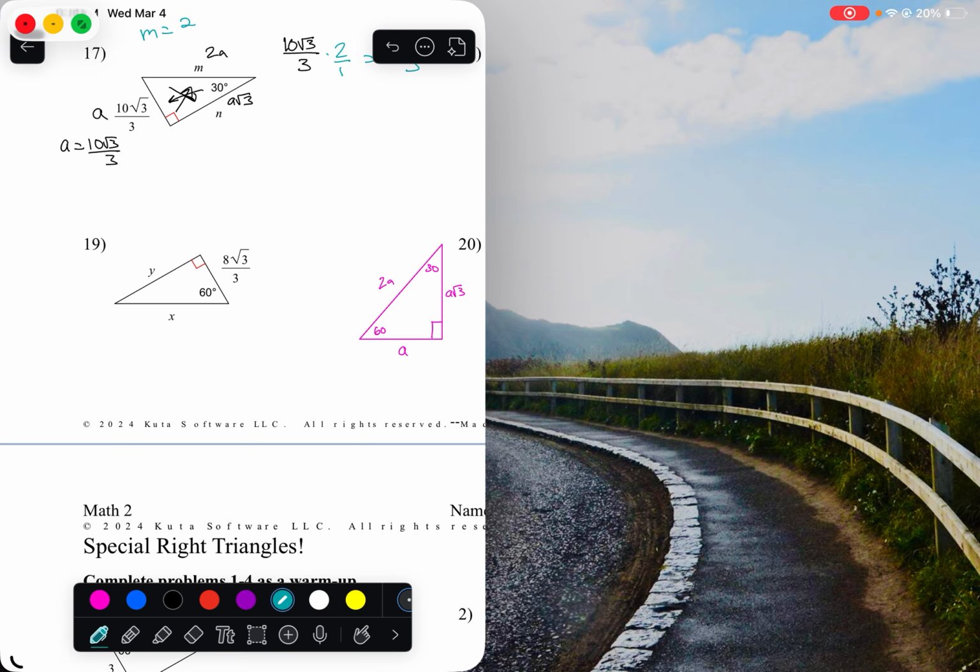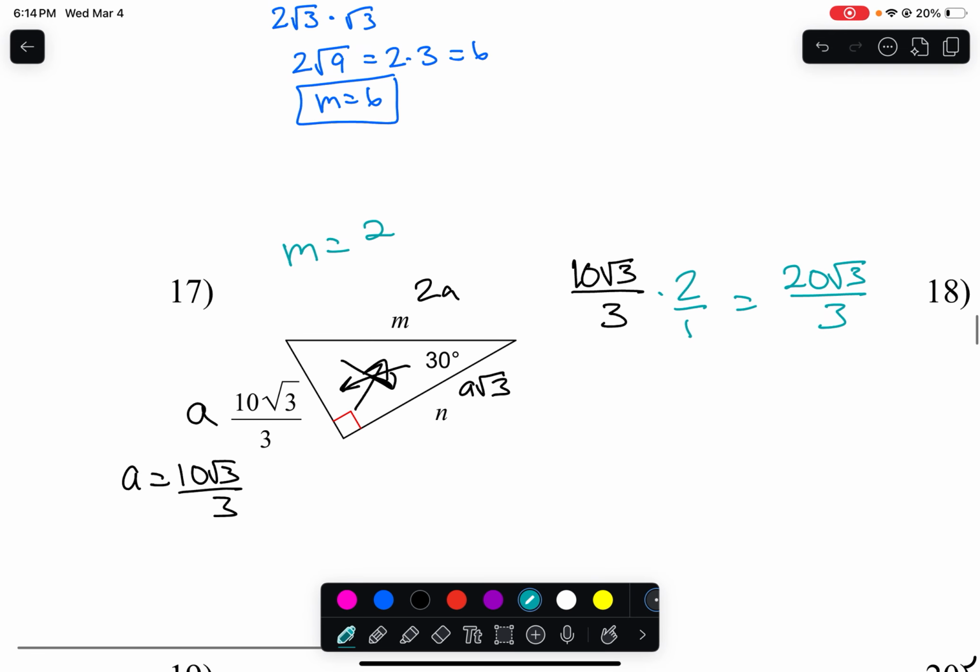Oh my goodness, I keep doing this. 20 root 3, over 3.